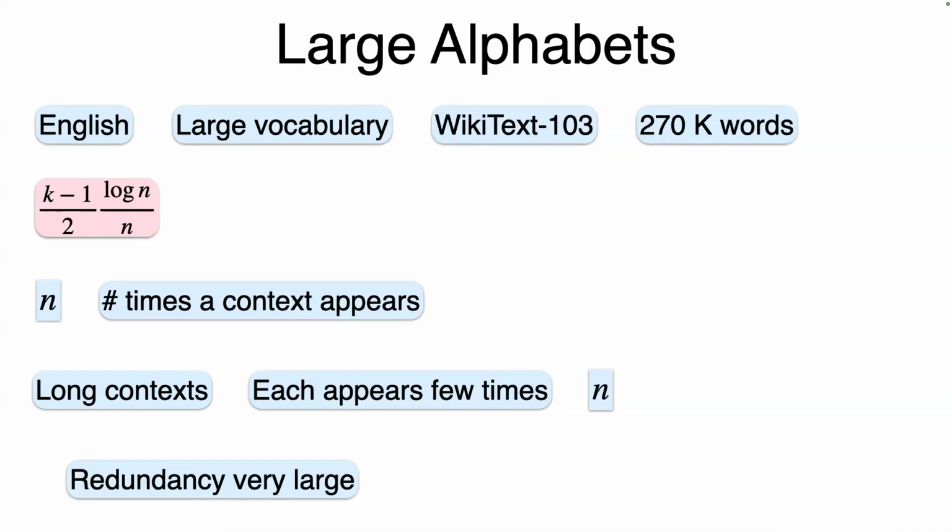So this redundancy is going to be very high. Remember, we're trying to compete with a redundancy that is like 13 point something, which is the best that we've seen. So this will be much larger. This redundancy is going to be very large.